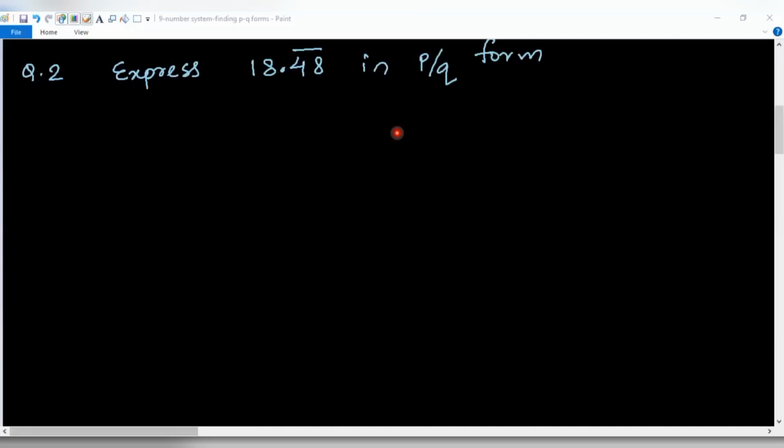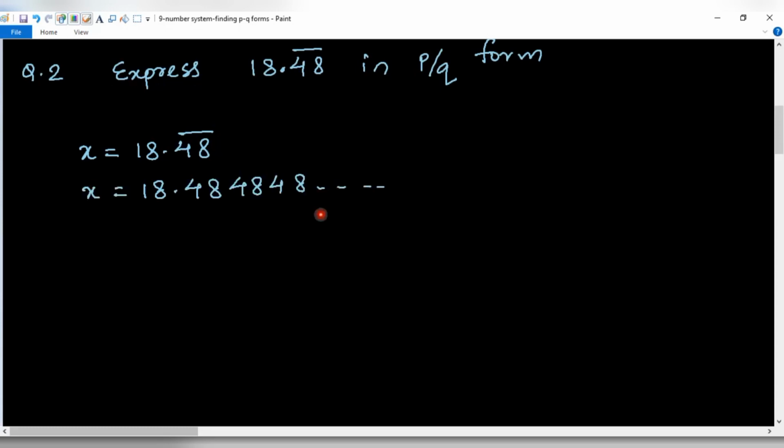This is our next one. Express 18.48 whole bar in p by q form. As the first step, we take this given number as x. So x is equal to 18.48 bar, or we can write it as 18.484848, like that. Here 2 digits, 4 and 8, are repeated.